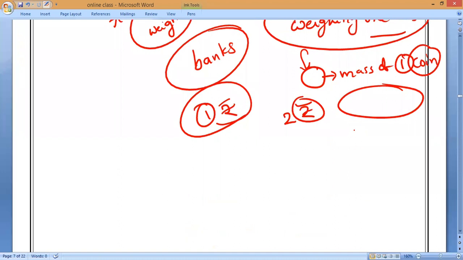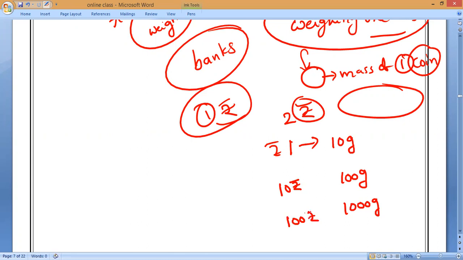Suppose, as we know, for example, one rupee coin weighs 10 grams. Then 100 grams is equal to how many 1 rupee coins, guys? 10 rupees. Suppose 1000 grams equals how many 1 rupee coins? Now 100 rupees. Yes or no? Like that they will measure.